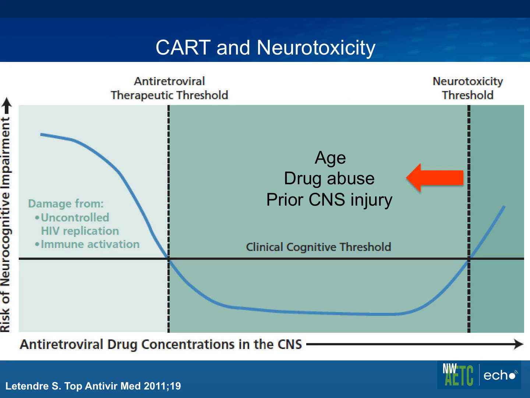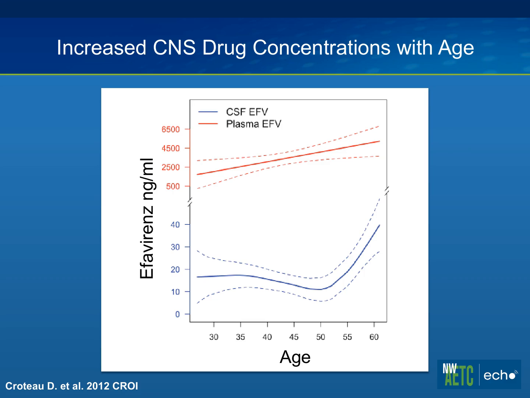The other thing I think is that there may be factors that move this neurotoxicity threshold to the left, to lower antiretroviral concentrations. This is my opinion, and I'll show you some data that I think supports it. The things that I think might do that are age, drug abuse, prior CNS injury. And I think this is a good example of how age might play into that. This is, again, taken from the Charter data. Here we're looking at efavirenz concentration on the y-axis, by age on the x-axis, plasma in red or orange, whatever color that is, and CSF in blue.